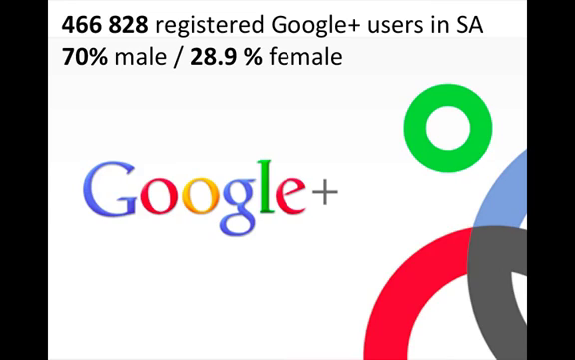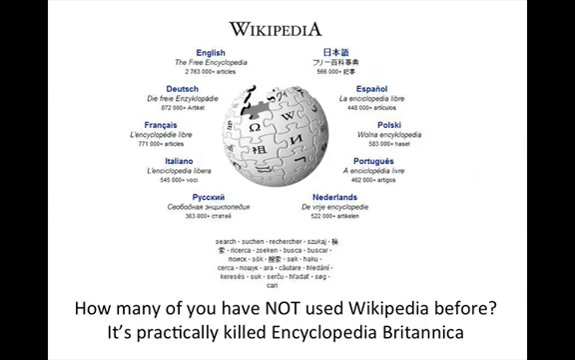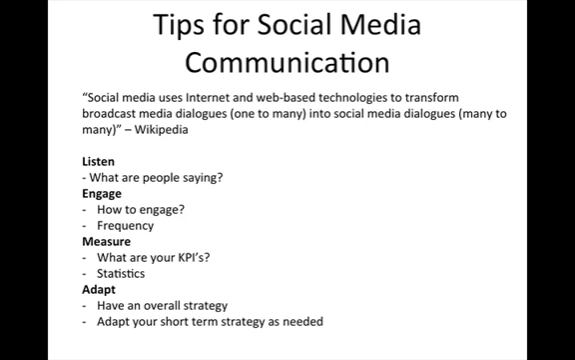Google Plus, interesting in South Africa, has 466 registered users by now. Mainly male-dominated, but a few females, and then the rest is probably company pages. Wikipedia, most of you should know this and have been on Wikipedia whenever you watch movies or learn about something new, and it's pretty much killed Encyclopedia Britannica.